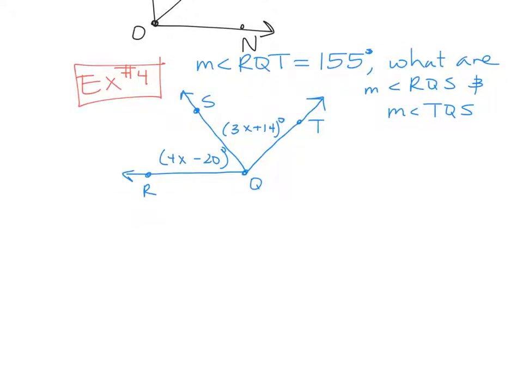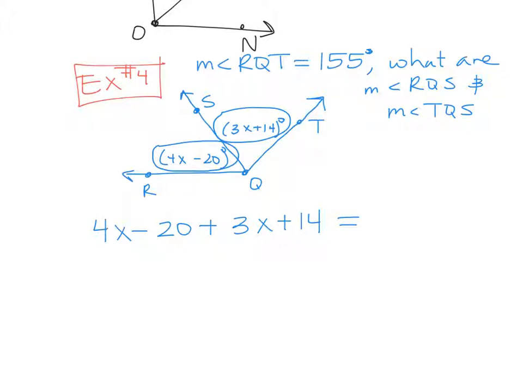Much like segment addition postulate, how do we lay it out? How do I set up this problem? You add them together, the two parts that we have, right? So this angle and this angle need to get added together. So 4x minus 20 plus 3x plus 14 should equal what? 155. RQT was RQT. That's the whole thing, right? This is RQT. So that should equal the total. And then from there, you do the algebra.